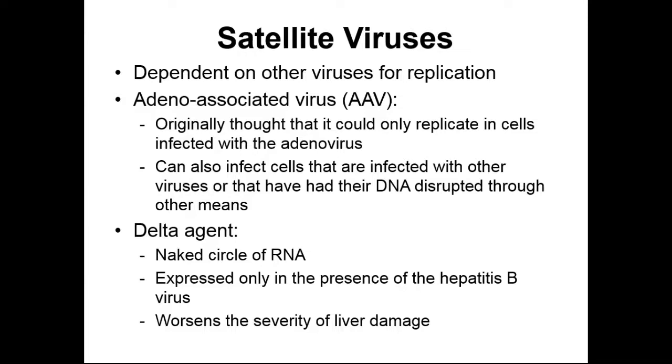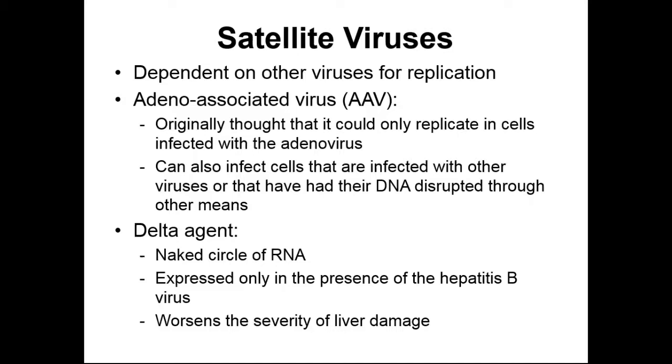We also have satellite viruses. These satellite viruses, generally speaking, are viruses that need another virus for replication. So they are piggyback viruses, so to speak. A classic satellite virus is the adeno-associated virus, AAV. Those are viruses that were originally thought to only replicate in cells that have been infected with adenovirus. It's later been found that these adeno-associated viruses can also infect cells that are infected with other viruses that have had their DNA disrupted through viral or other potential means.